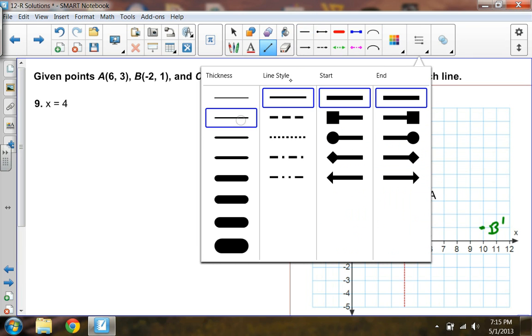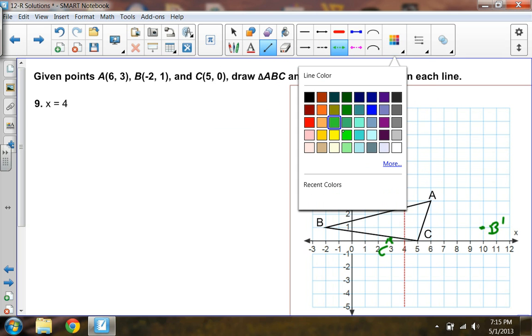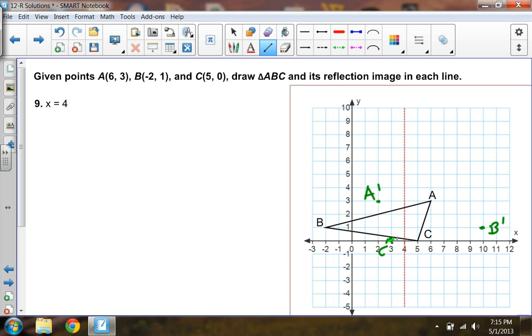So I'll go ahead and connect the dots here. Let's make it green, a different green. So here's my new triangle right there. That should look like a reflection.